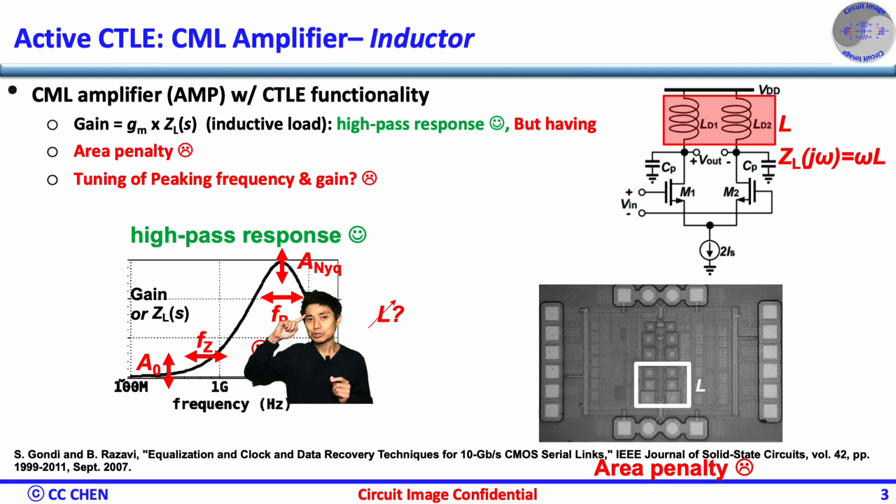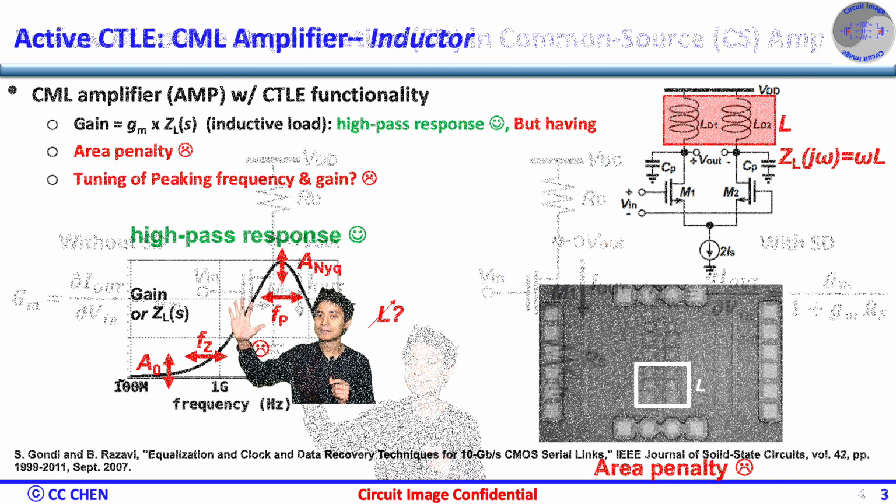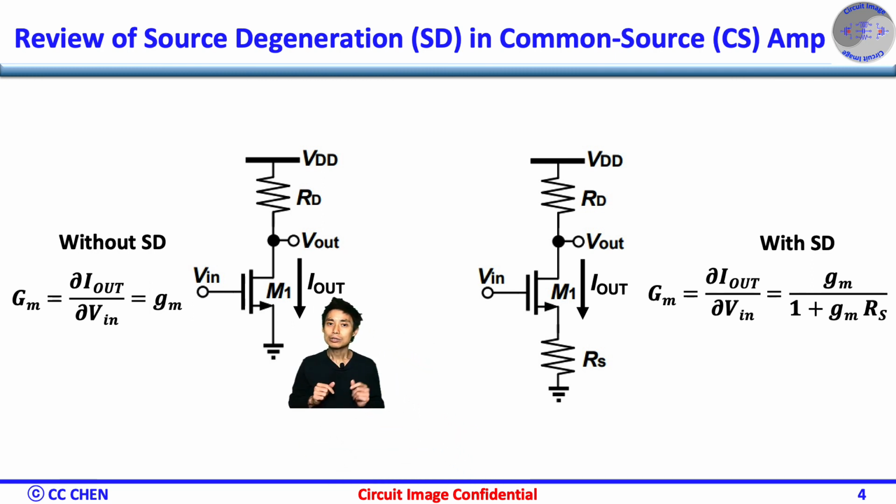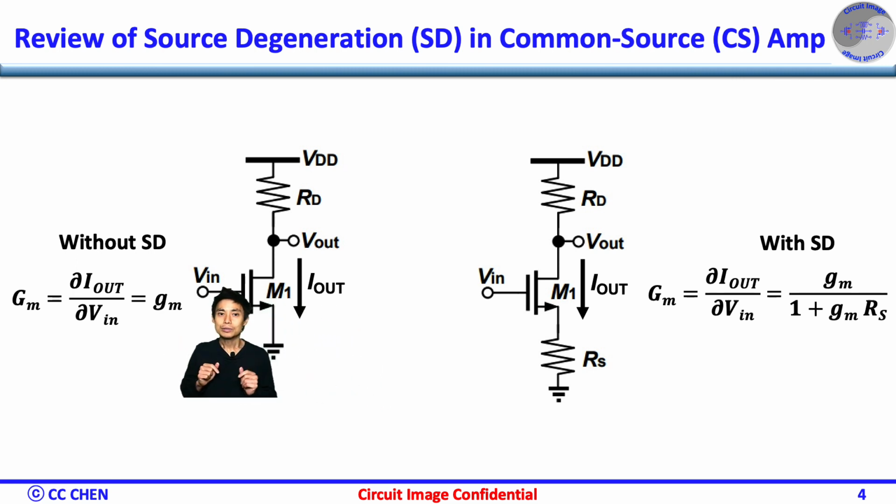Think about source degeneration of a common source amplifier for 5 seconds. Right, we can review the single-ended common source amplifier without and with a source-degenerated resistor as the starting point. In a simple common source amplifier, the source of the transistor M1 connects to ground directly, and the transconductance Gm from the output current IR to the input voltage Vin will be the same as the transconductance Gm1 of the transistor.